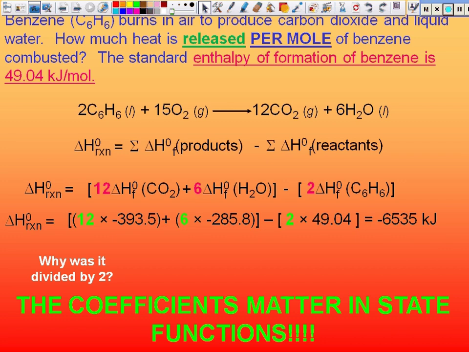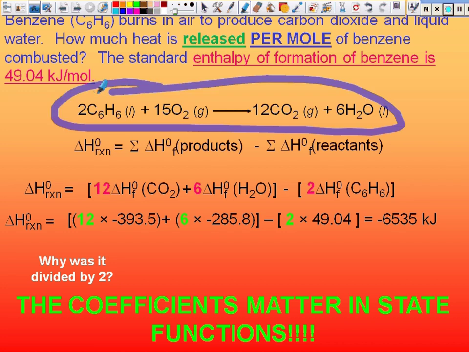Now, I told you there was one thing that was left out of the Hess's law calculation that's in a reaction. What was left out? Why was that left out? It's in its standard state, so it would have been 0. Okay? And then the final question I asked you, read the question up here. How much heat is released per mole? Well, in this particular reaction, how many moles of benzene reacted? 2 moles.